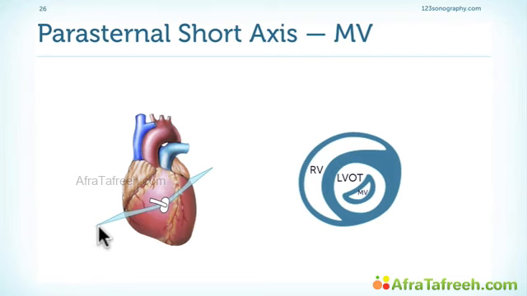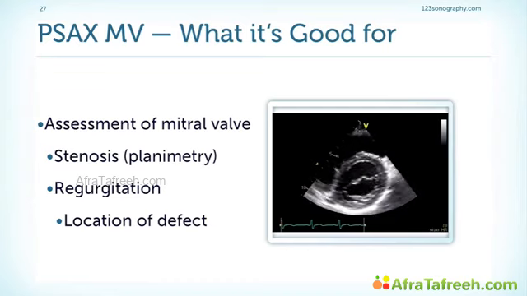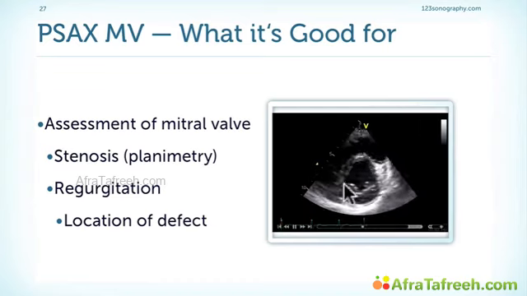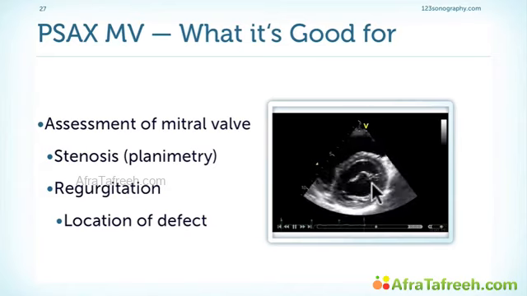In summary, this is the short axis view right at the level of the mitral valve, with the mitral valve here in the center. This is the left ventricular outflow tract, the septum, and the right ventricle. What is this view good for? Mitral valve stenosis can be assessed here. We can even perform planimetry to determine the opening area of the mitral valve in this clinical situation. And we also have the potential to look at mitral regurgitation and to see where the regurgitation originates, in other words, where the location of the defect is.